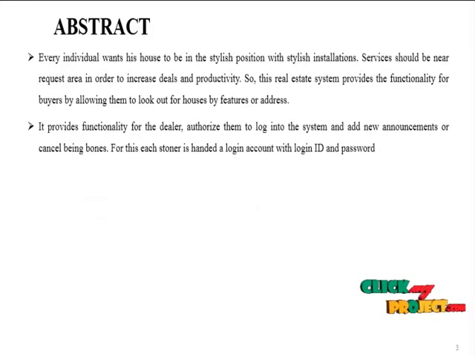And the continuation of the abstract: every individual wants his house to be in the best position with the best facilities. Services should be near the coastal area in order to increase deals and productivity. So this real estate system provides functionality for buyers by allowing them to look for houses by features or addresses. It provides functionality for the dealer, authorizing them to log into the system and add new announcements or cancel existing ones. For this, each owner is handed a login account with login ID and password.